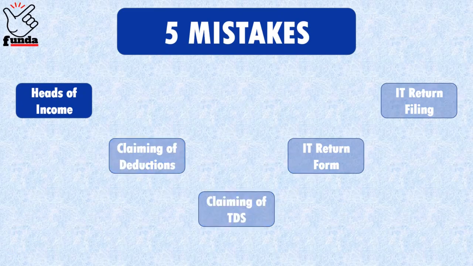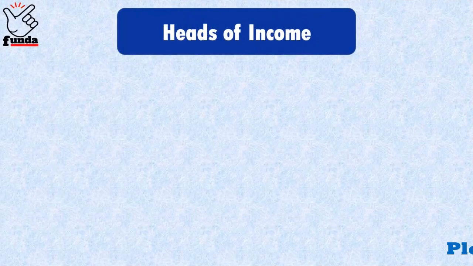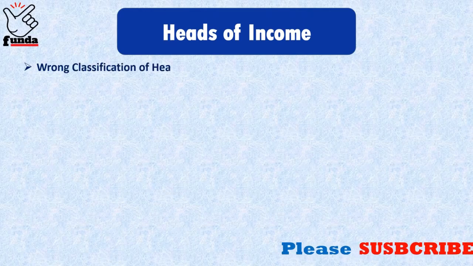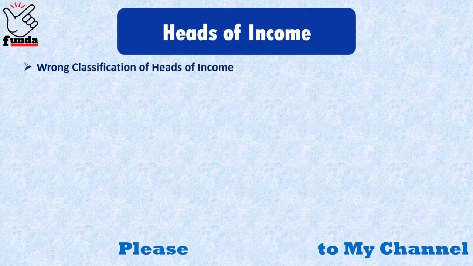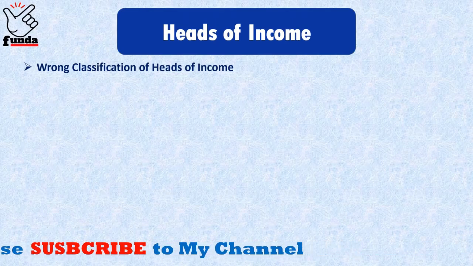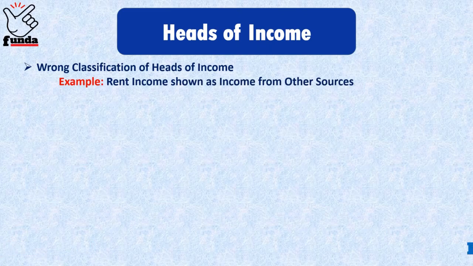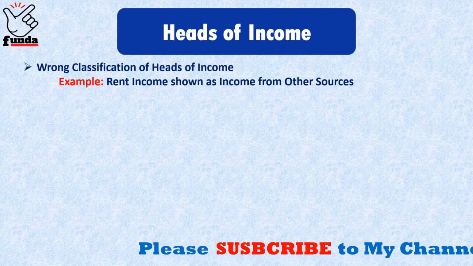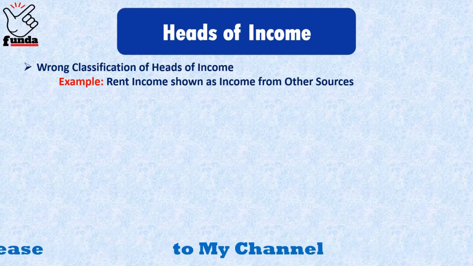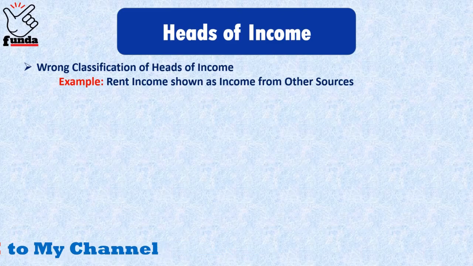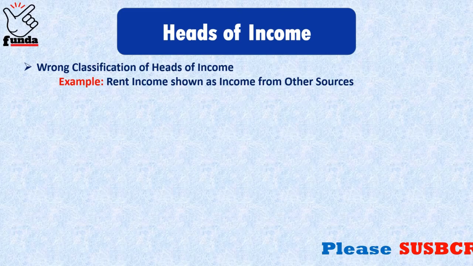Let us first understand the most common mistakes made by taxpayers with regard to classification of heads of income. The most common mistake is wrong classification of heads of income by the taxpayer. That is, when a person shows income earned under one head in any other head. For example, rent income from property is shown as income from other sources. If you own any house property and earn any rent from the same, then you should show the income under income from house property. Here, you can claim deductions available under the respective head and reduce your taxable income.